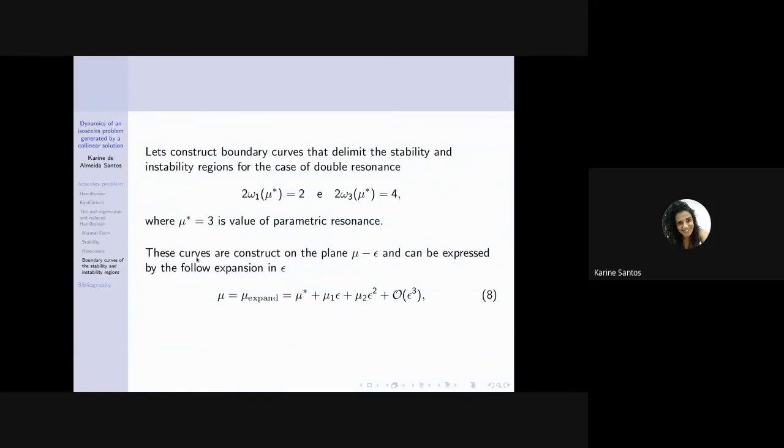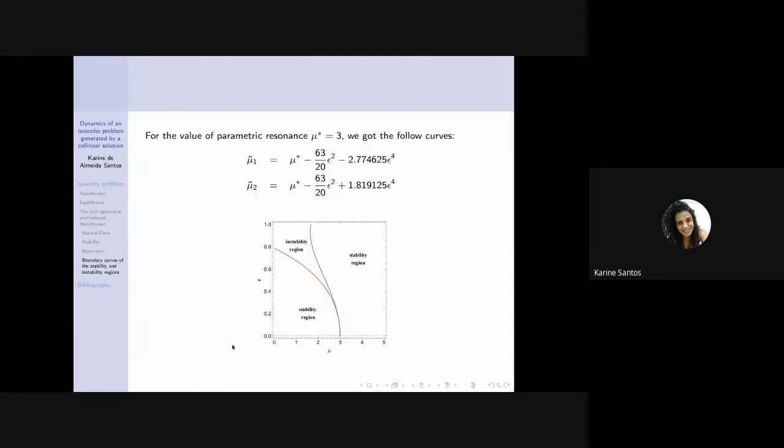So the curves are in the plane mu epsilon and can be expressed in this form, where the coefficients here are obtained with the de Prior method. So in our case, we obtain these curves.